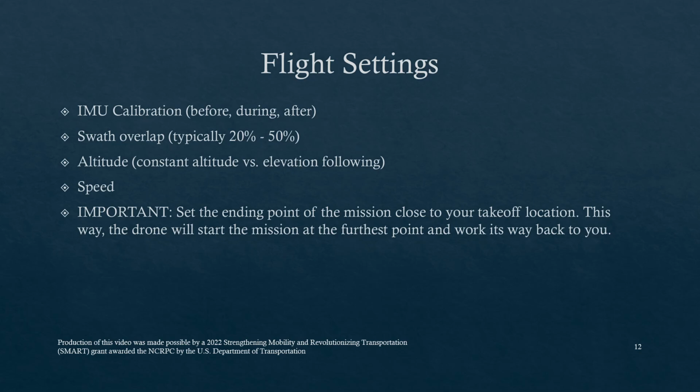Some of the flight settings. So again, the most important thing, or the most common thing that gets messed up in drone-based LiDAR collection, is this IMU calibration. Typically, this is a flight procedure done before, during, and after a mapping mission, because these IMUs can experience drift, which absolutely distorts the quality of the point cloud. So really pay attention to IMU calibration procedures. You've got to think about your swath overlap. So this is how much each scan overlaps each other as you're mapping an area.